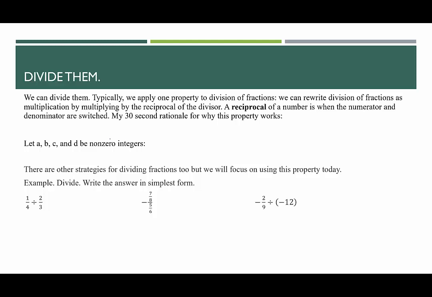Here we go. We're going to let A, B, C, and D be non-zero integers. And I'm going to have the fraction A over B divided by C over D. And this one is called the dividend, and this one is called the divisor. So this is the one that gets flipped. Okay, this is going to take me longer than 30 seconds because I'm trying to write the word dividend.